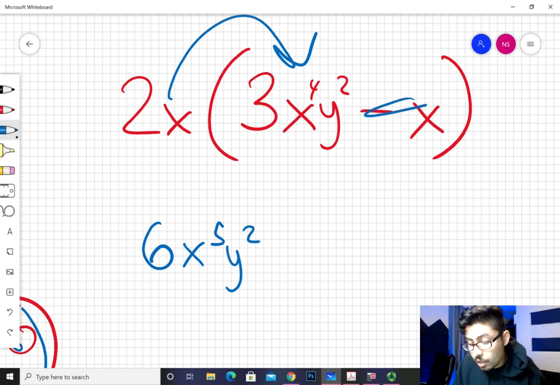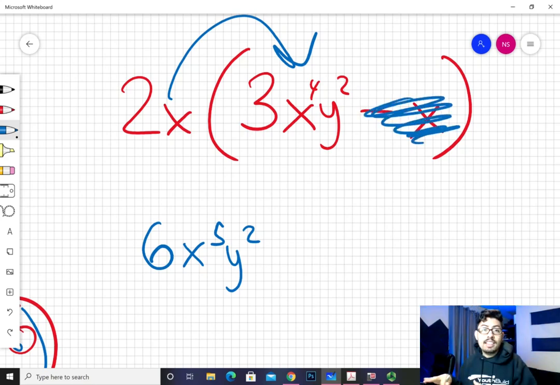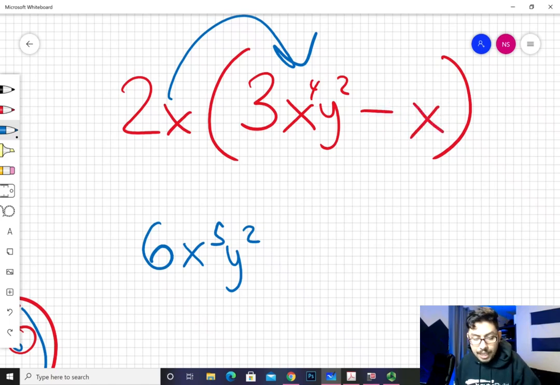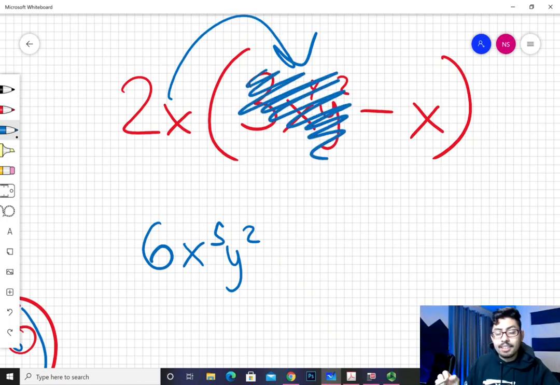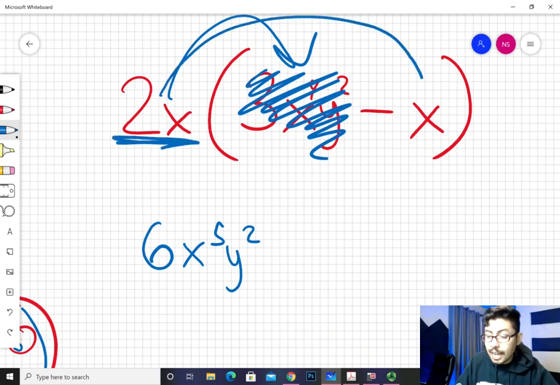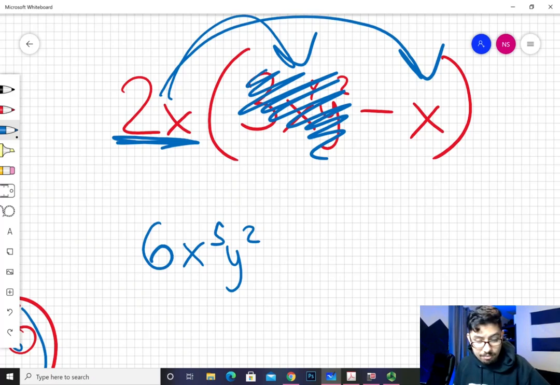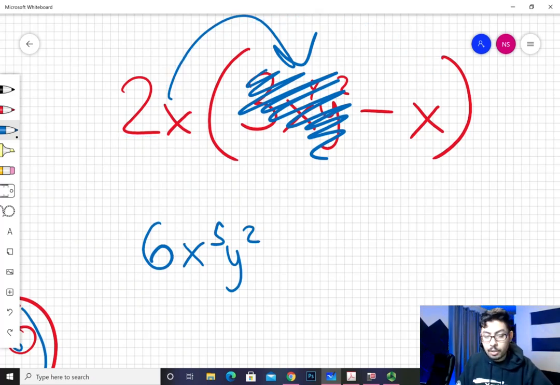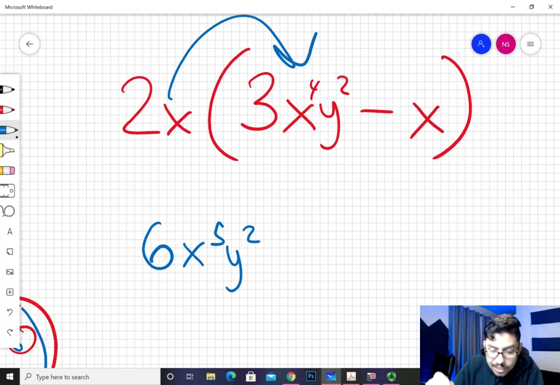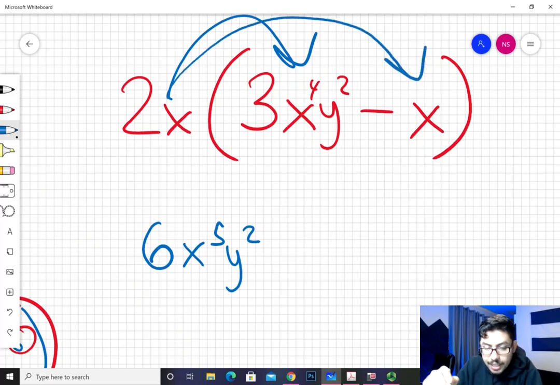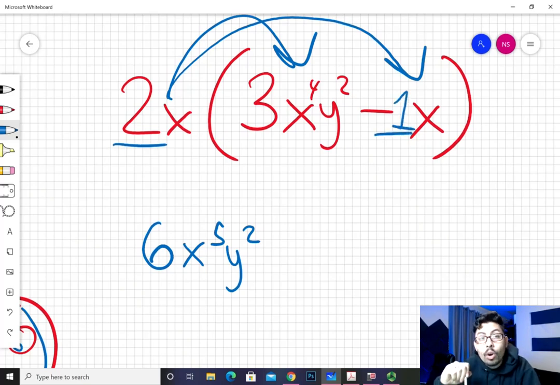But then remember, I said we temporarily didn't focus on that one. Now it comes into play. Now that you got this done, what you do is temporarily erase this from your head. And now, just like before, we're going to do this 2x times the negative x. So now we're erasing the one that we just got done. Let's do that. 2x times the negative x. Do the numbers. 2 times, what's the number? And 1, right? It's invisible, but it's there. It's specifically a negative 1.